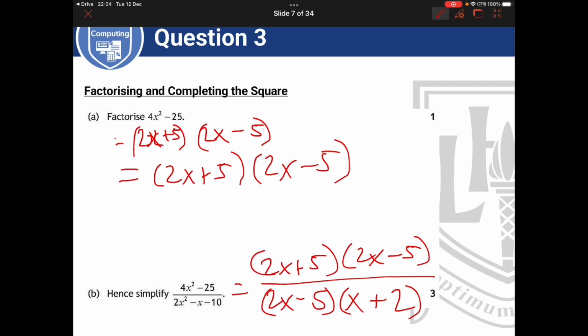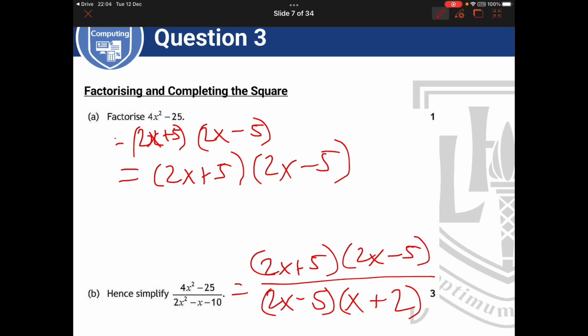So I can always double check by multiplying it out. 2x times x is 2x squared. 2x times 2 is plus 4. Minus 5 times x is minus 5x, but add that to the one before, it's minus 1. And minus 5 times 2 is minus 10. So that was factorised successfully.